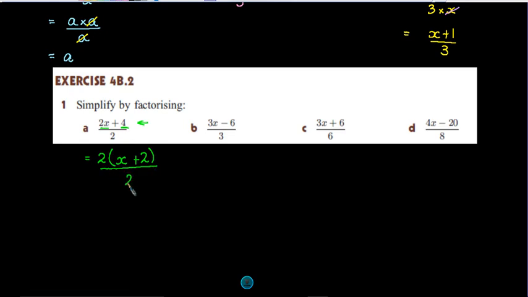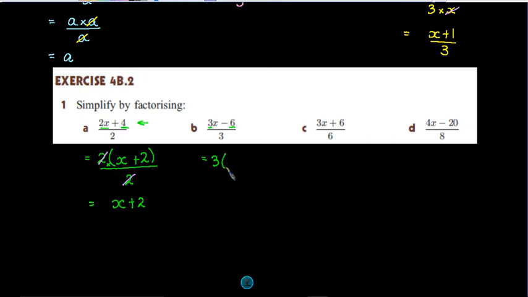All over 2, because there's a multiply there, it means you can cancel out that and cancel out the 2. Then you're left with x plus 2. Now you could write all over 1, but that would look a bit silly, so we can leave it as x plus 2.